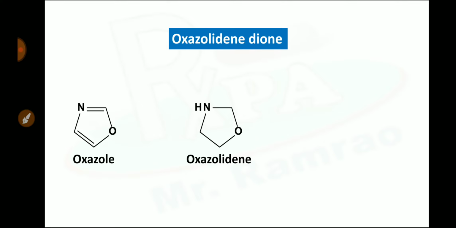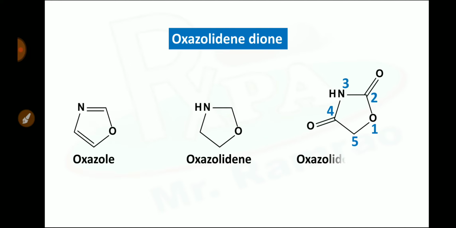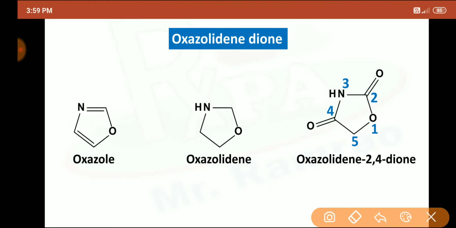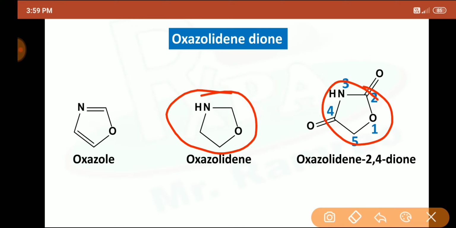And if you reduce the two double bonds present in oxazole, it forms the oxazolidine. And when you put two ketone groups, it forms oxazolidine dione. First we'll give the numbering, then we'll see how the IUPAC name is given. This heterocyclic ring is known as oxazolidine. Here also oxazolidine is present.